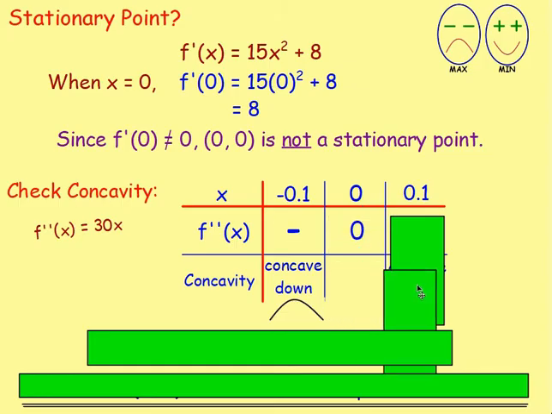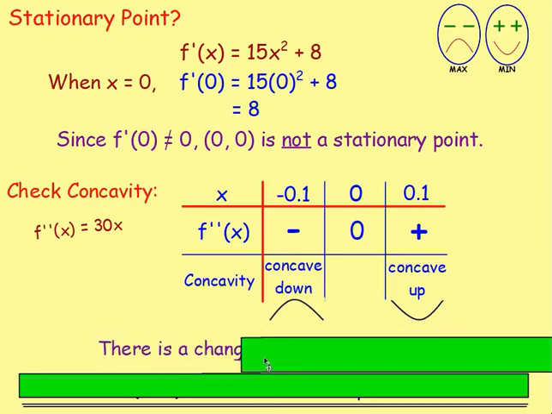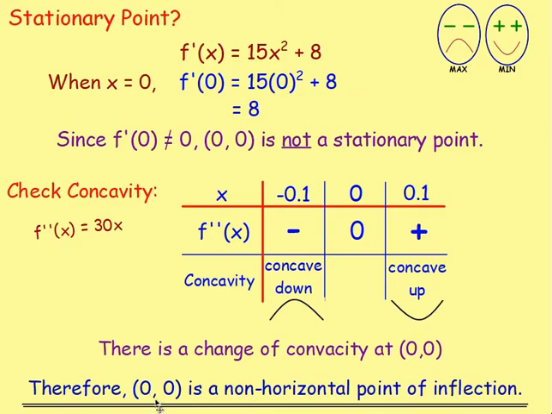If you sub 0 in, we're obviously getting 0. That doesn't really tell us anything. But if we sub in 0.1, we would have 30 times 0.1. That is obviously positive. And because it's positive, it means the gradient is going to be increasing. It's going to be concave up. So we can see here that the gradient would change from decreasing to suddenly increasing. And because of that, there is a change of concavity at that point 0, 0. And because there is a change of concavity, it means that 0, 0 is going to be a point of inflection. And because that first derivative was not equal to 0, it indicates a non-horizontal or non-stationary point of inflection.